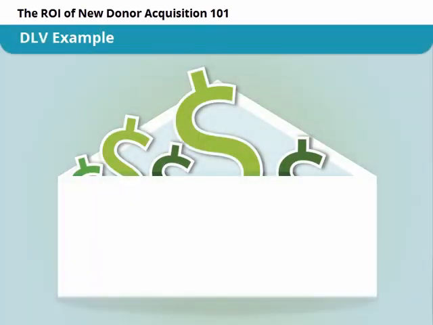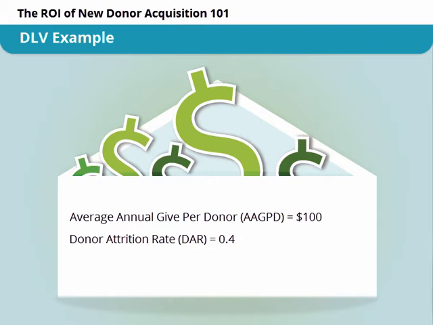Now you can make a quick calculation of the lifetime value. Let's say your average annual give is $100. You determine that the donor attrition rate is 0.4. Calculate DLV by dividing your average annual give per donor by the attrition rate. So, $100 divided by 0.4 equals $250.